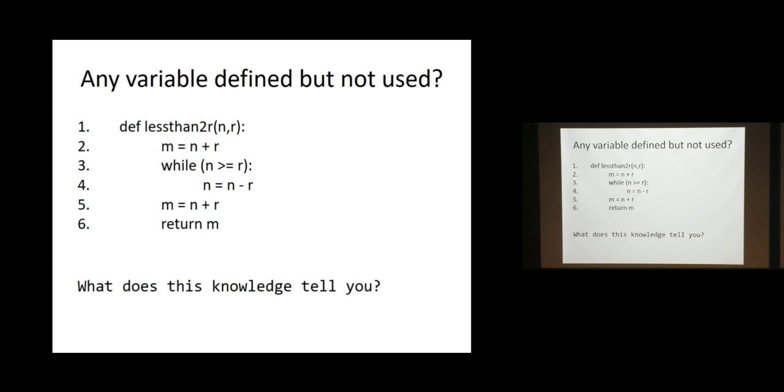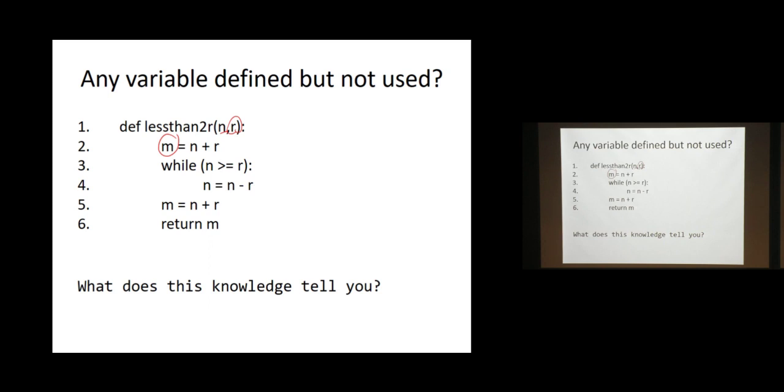Okay? Any variables in this program that are defined but not used? Any? I can check, right? I define n here. Is it used? In line number 2, in line number 4, right? Number 4 is used. Line number 5 also used. I define r here. Is it used? Line number 2, number 3, number 4, number 5, all used. I define m here. Is it used? Yes, where? Where? Line number 5.